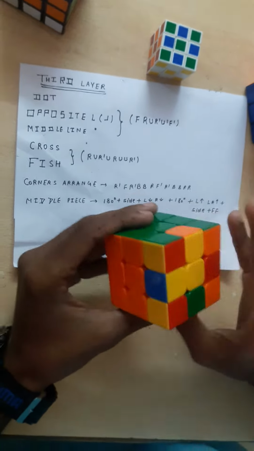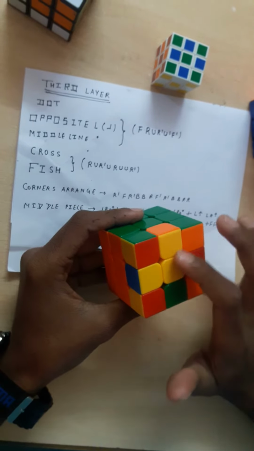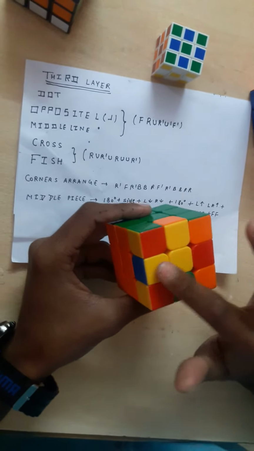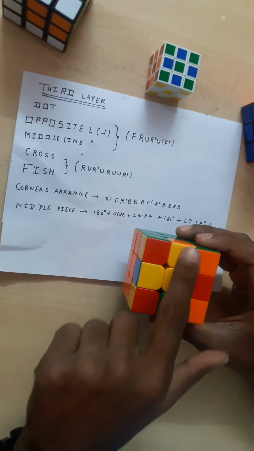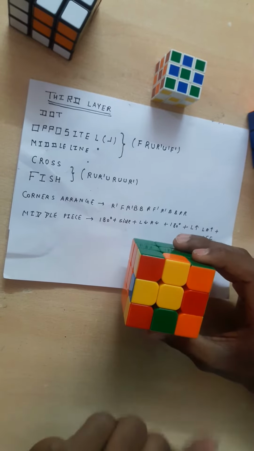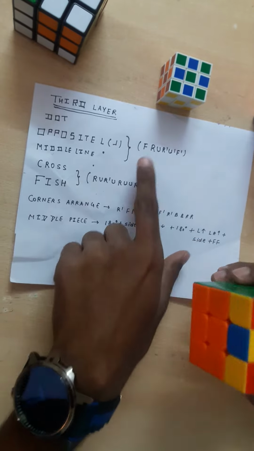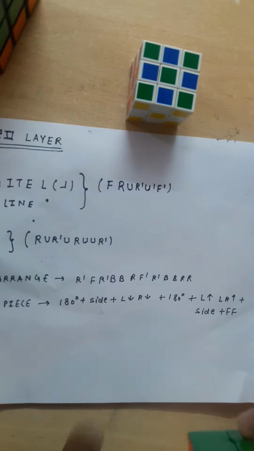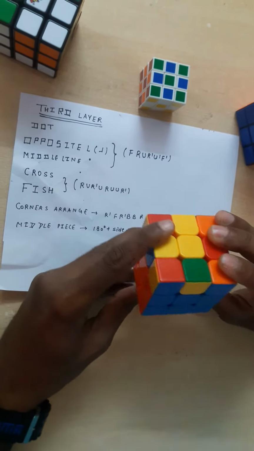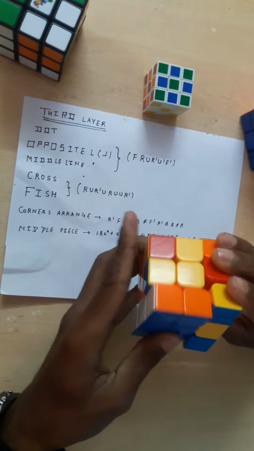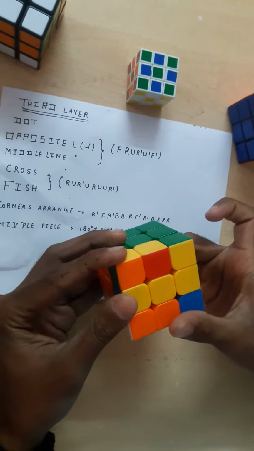Firstly, when we look at the upper part, we see many patterns: only a dot of yellow color, an opposite L, a middle line consisting of yellow color, a cross, or a fish. Here a dot or opposite L appears. When a dot, opposite L, or middle line appears, we use the algorithm given below. So firstly F, R U R dash U dash and F dash.